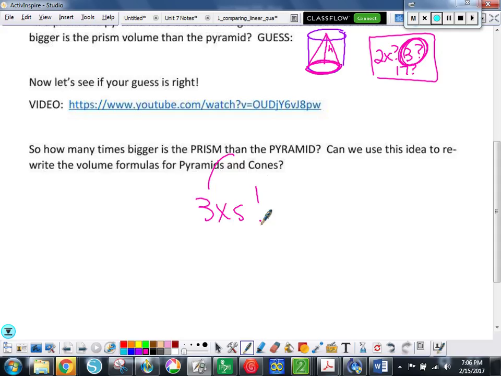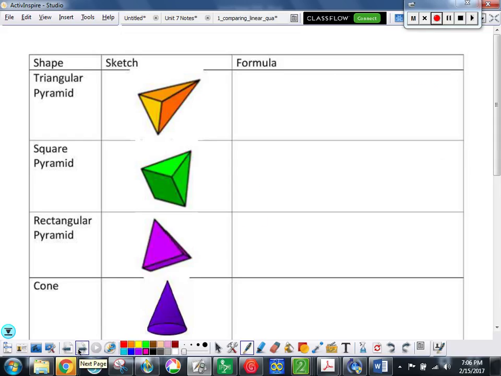Can we use this idea to rewrite the volume formulas for pyramids and cones? Let's do that. The formula for a triangular pyramid is going to be very similar to the triangular prism. So the volume equals, leave a little bit of space, the base area, which is 1/2 length times width, times the height of the prism. It's going to be a third of that.